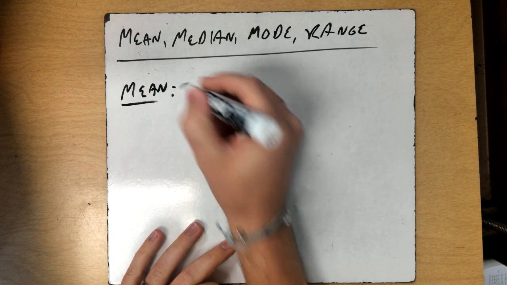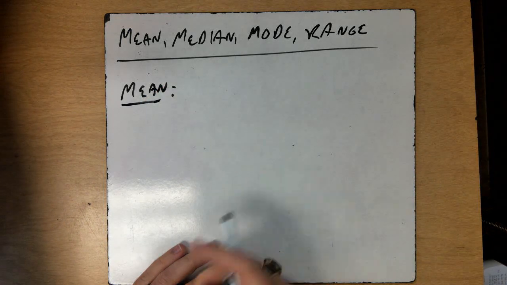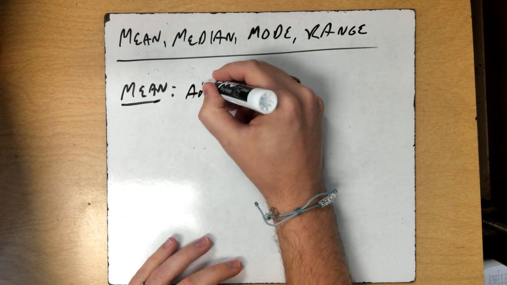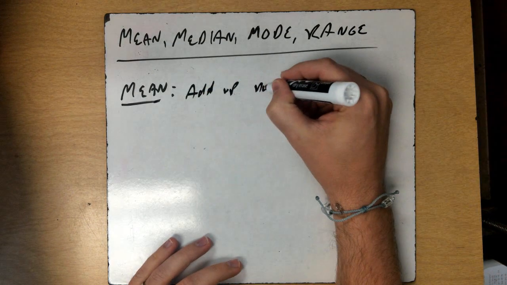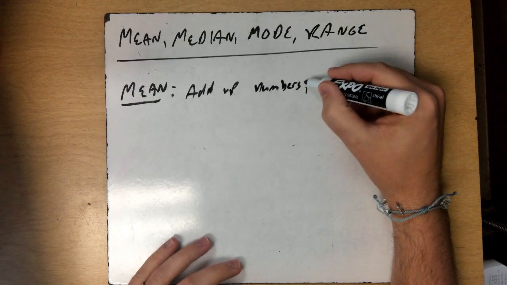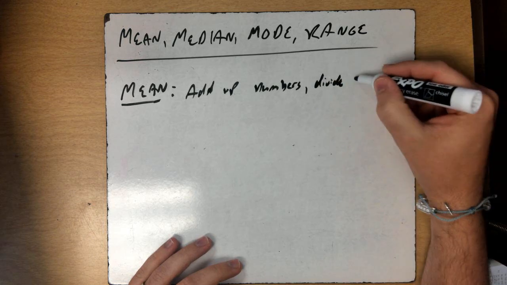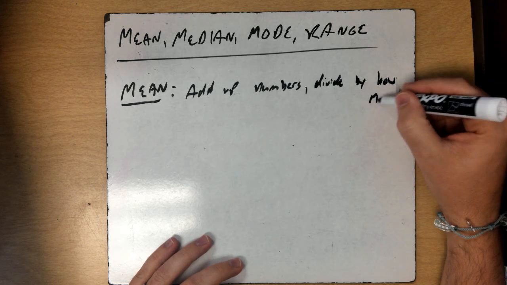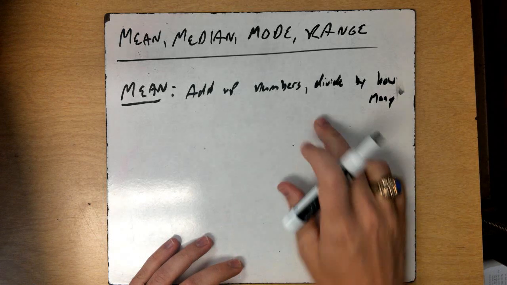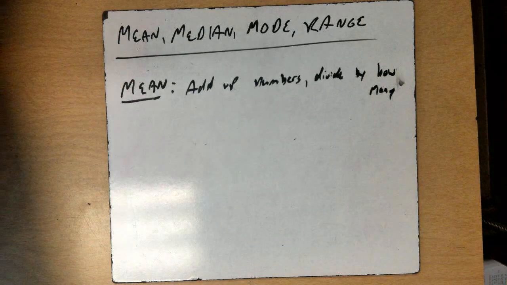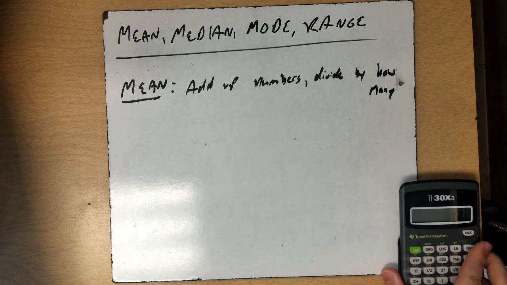So the mean is the average, okay? It's the average of the set of numbers you have. So how you find the mean, all right, is you add up all the numbers, and then divide by how many there are. So add up numbers, divide by how many, okay? So how does that work? Well, it's really simple. So we're going to bring in our trusty calculator here to help us out, okay?